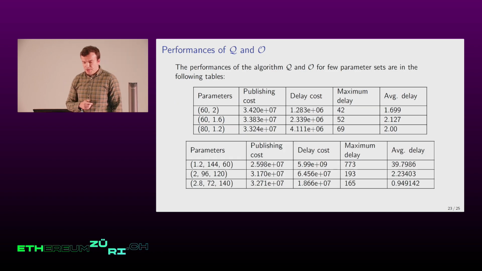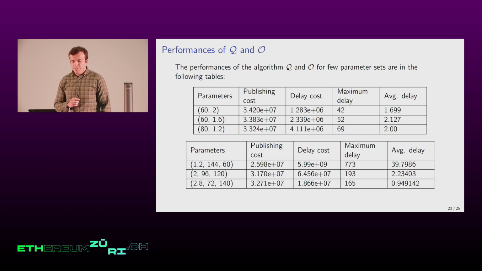Okay, so now we compare these two algorithms that we have and see that the old algorithm actually does better when it comes to publishing costs, so the observable cost. But the new algorithm doesn't make it too bad, so the publishing cost slightly increases, but delay cost is dropped very much. And if we look at the maximum delay, it's much lower.